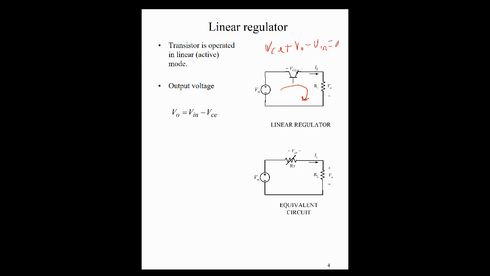That's equal to 0. So rearranging this, making the output voltage the subject of the formula, you can see where we get that V out is equal to V in minus the voltage drop between the common and the emitter.